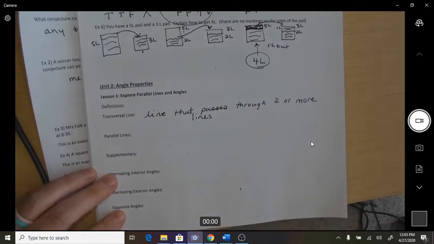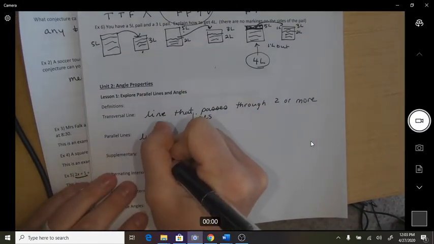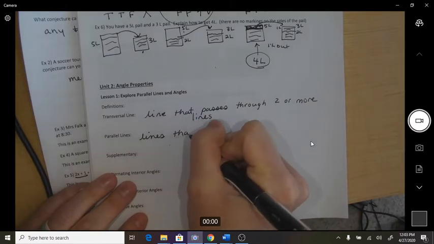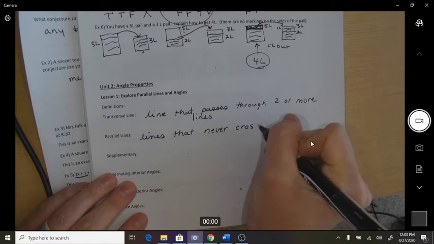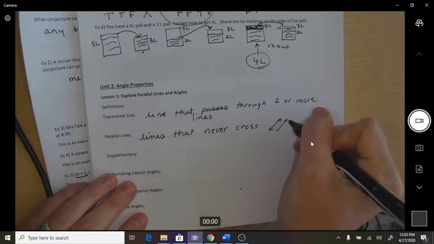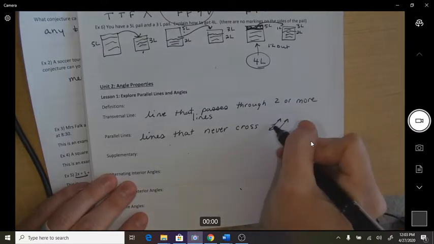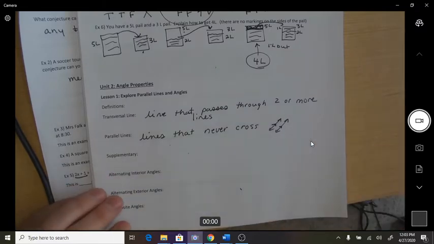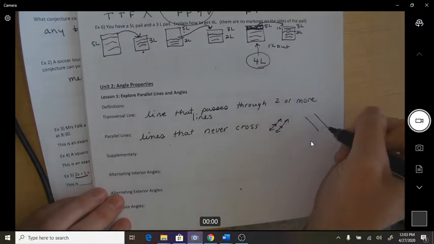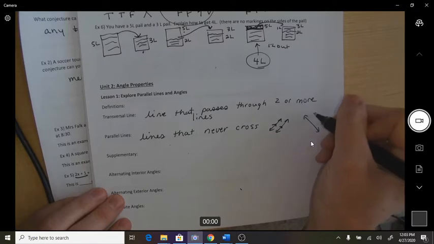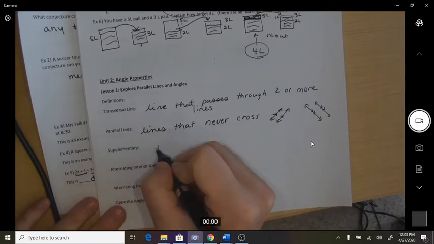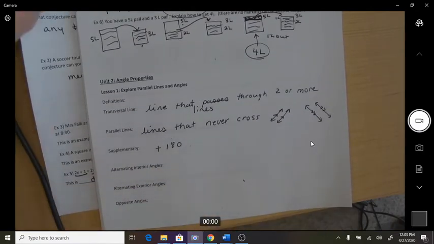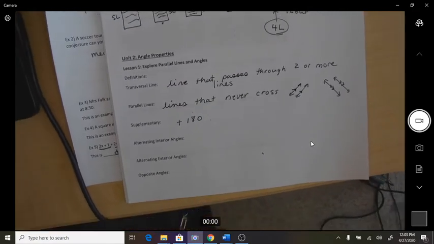Okay, parallel lines. Lines that never would cross. They would have the same slope. Usually they have symbols like that to mean that they're going in the same direction. Or if you have two sets of parallel lines, then you would have to distinguish them, so you might see two ticks like that. Supplementary means that you would have something that adds up to 180.